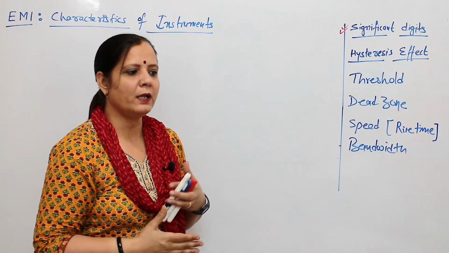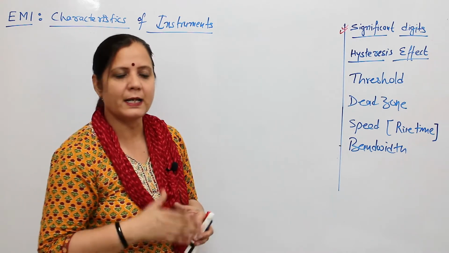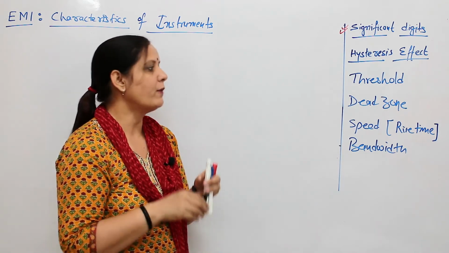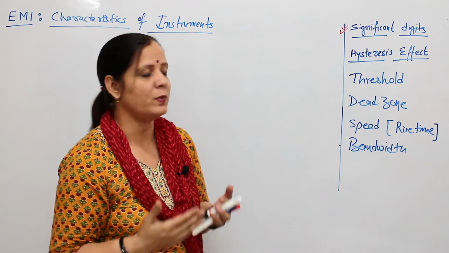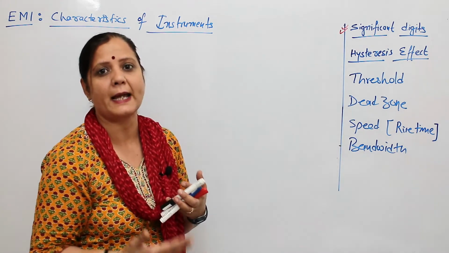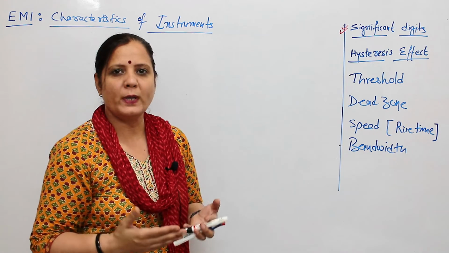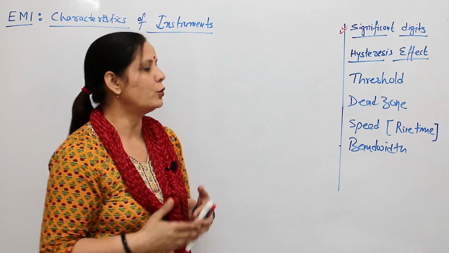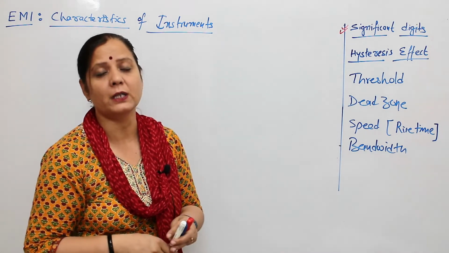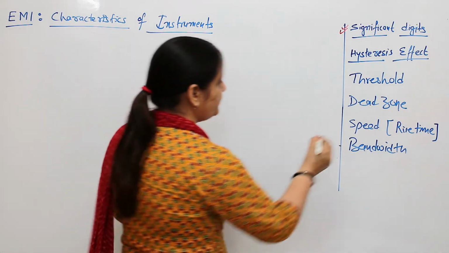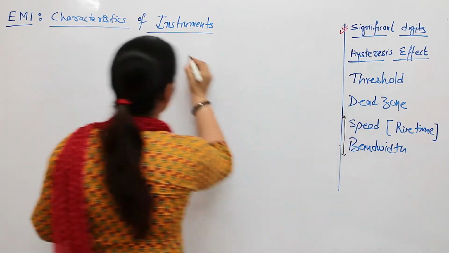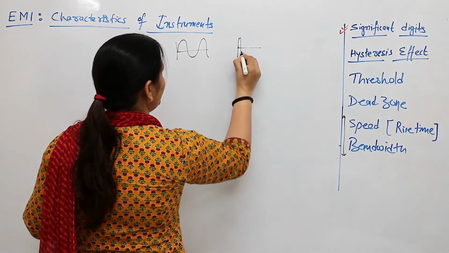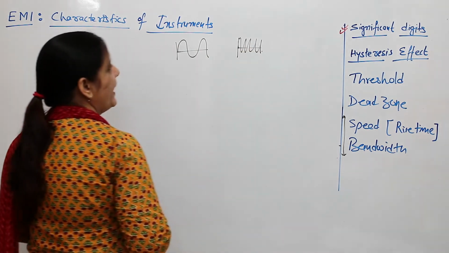When we are having some discrete measurements, your signal is not changing with time. When your signal is changing with time, you are quite concerned about the dynamic characteristics of the instrument, and in that case you will be quite aware to consider the speed or bandwidth of the instrument. So when your input signal is time variable, you will consider speed and bandwidth of the instrument.